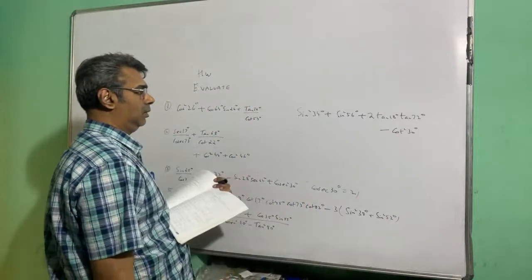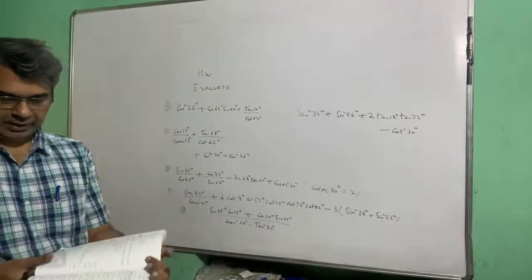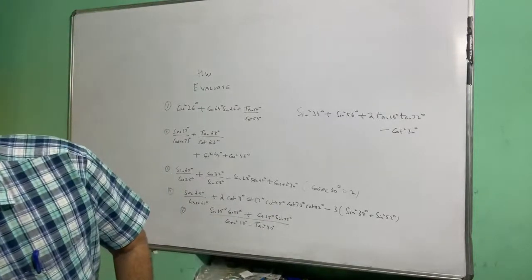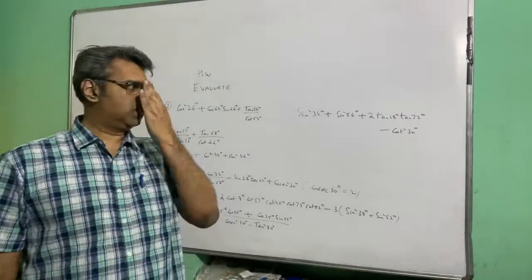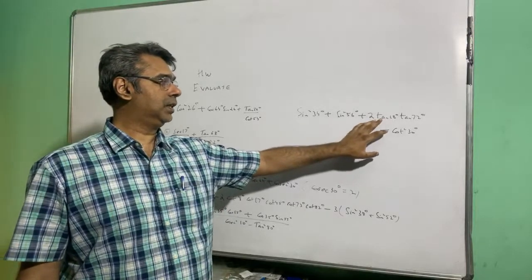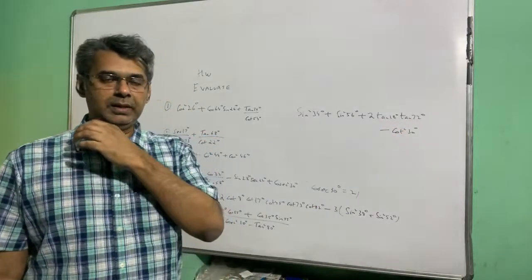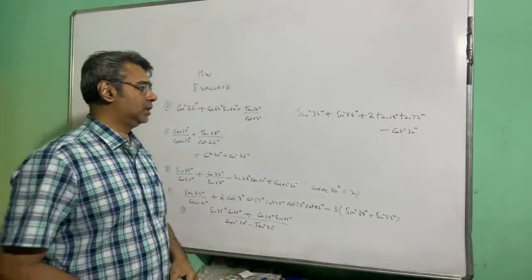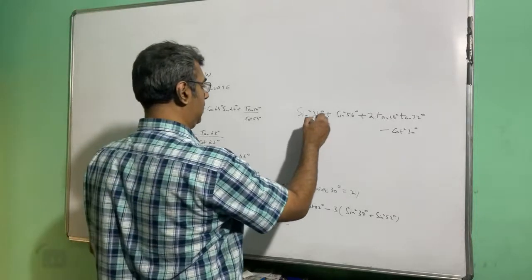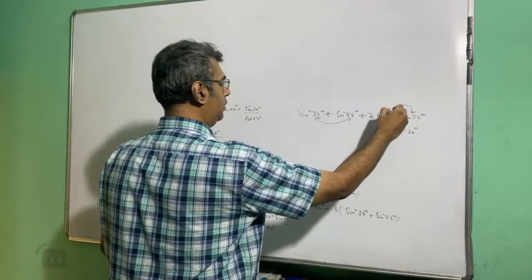So have a look at one sum I am just showing you before leaving you to do the homework. Have a look at this: sin square 34 degree plus sin square 56 degree plus 2 tan 18 degree tan 72 degree minus cot square 30 degree. Now for doing this sum, you have to identify the pairs, like 34 and 56 is a pair, 18 and 72 is a pair.